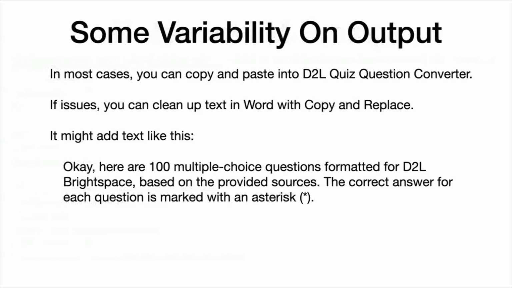So in practice, I've seen some variability on outputs. In most cases, we can put something into NotebookLM, and it will give us something that we can copy and paste into the D2L Quiz Question Converter. If you do encounter issues, generally we can clean this up very quickly in Word by using find and replace, or it might add some sort of preamble like, okay, here is 100 multiple choice questions formatted to D2L Brightspace. Chances are you'll want to remove that before pasting content into the D2L Quiz Question Converter.